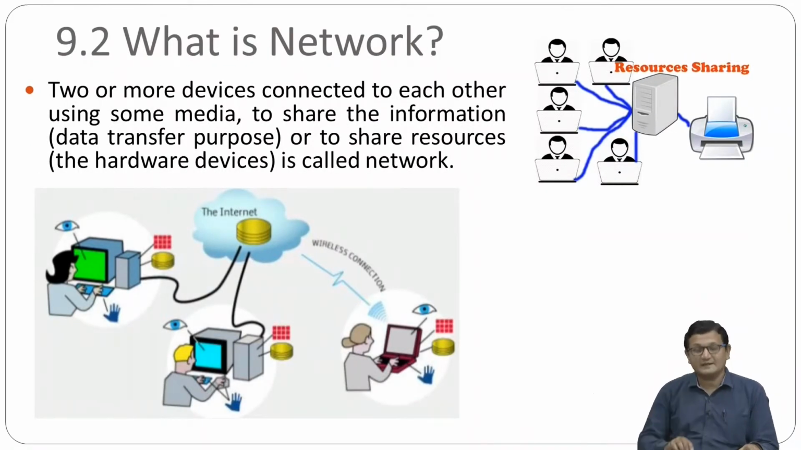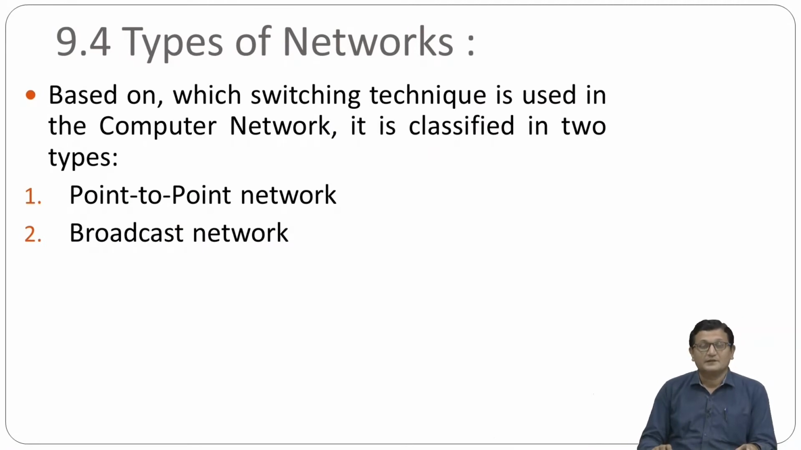Fine. So, in the last session we discussed what actually the computer network is, right? Now we know that if two or more devices are connected with each other by using some media to share information or resources, then it is called a network. And if the devices are computing devices, then we say it is a computer network, right? Now, depending on which type of switching technique is used, networks can be classified into two types: point to point network and broadcast network.